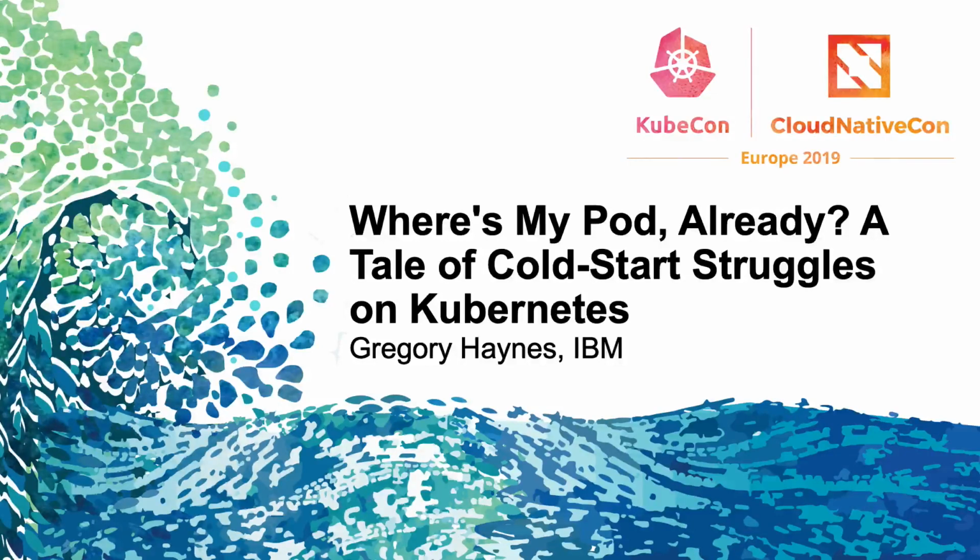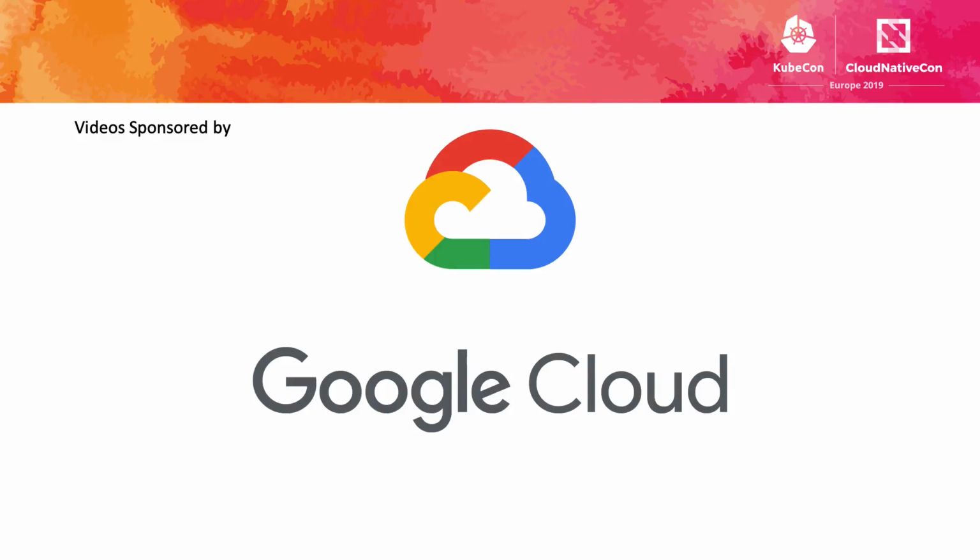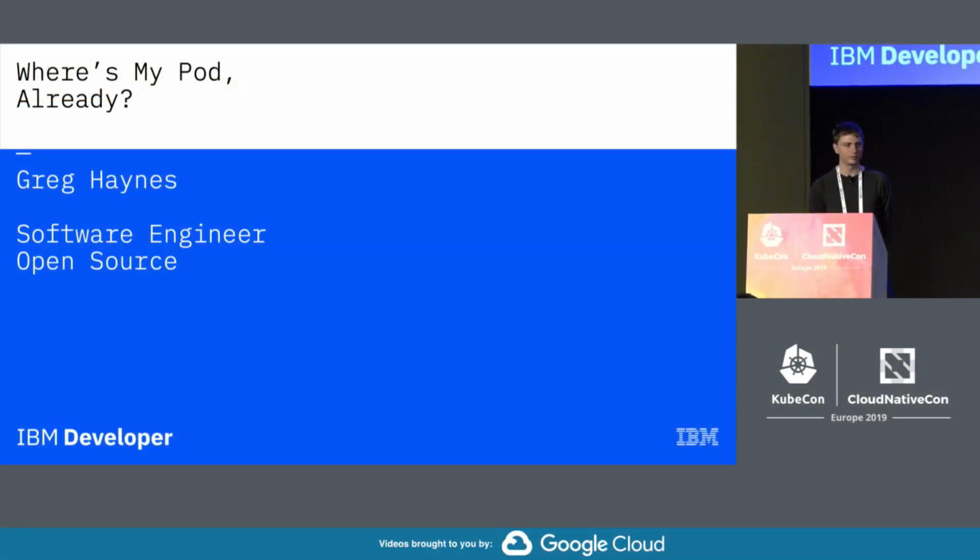Thanks for the introduction. So, as mentioned, my name is Greg Haynes. I'm a software engineer at IBM. I've focused primarily on open source and cloud software development. Recently, this has meant focusing on Knative and, as mentioned, the cold start performance characteristics of Knative.